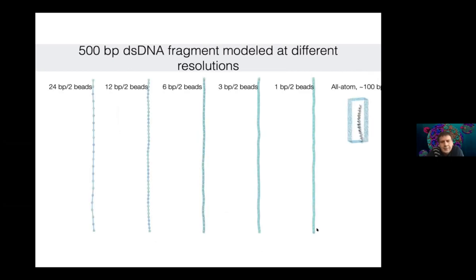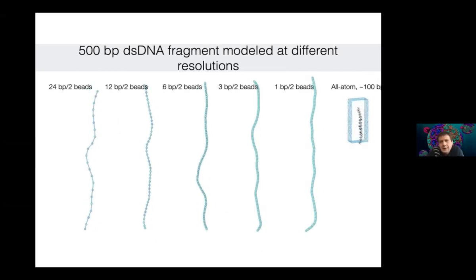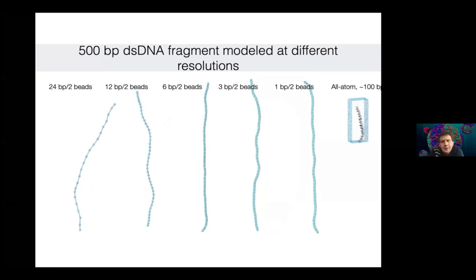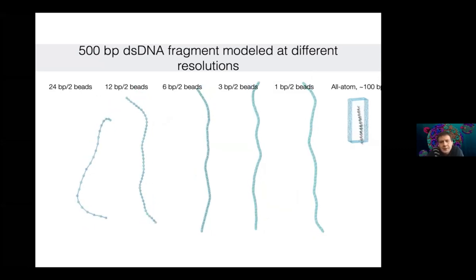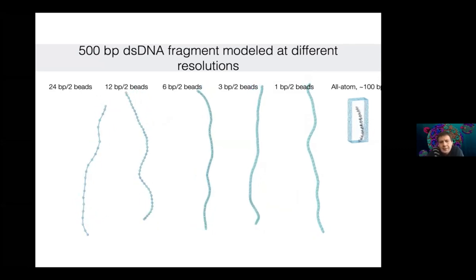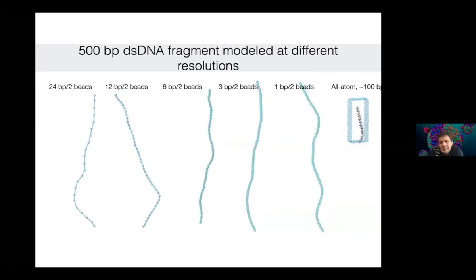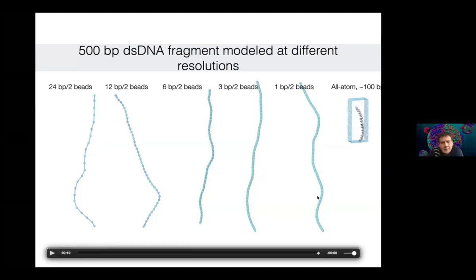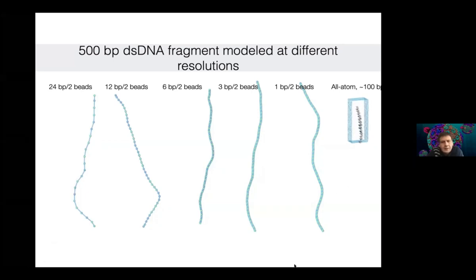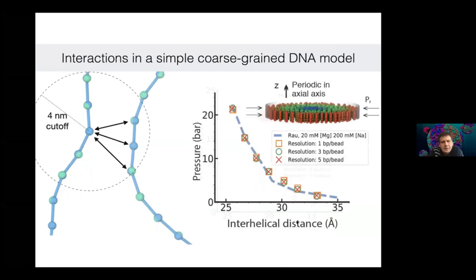So this is how it works. Just to give you an idea, looking at the fragment of DNA simulated at different resolutions. The nice thing about it is that the DNA has the same properties at any resolution: the same persistent length, same everything. And the non-bonded interactions, so we did a good job there.